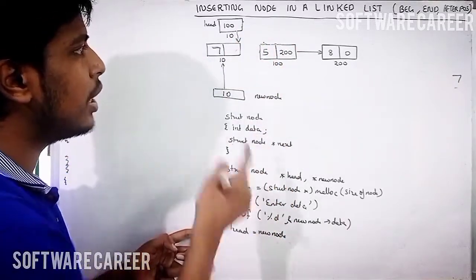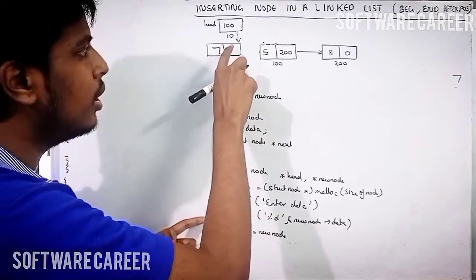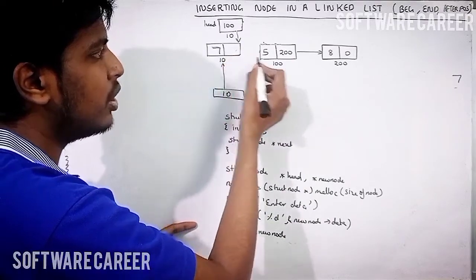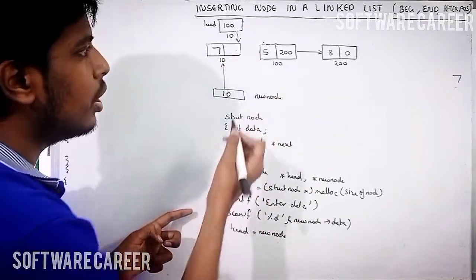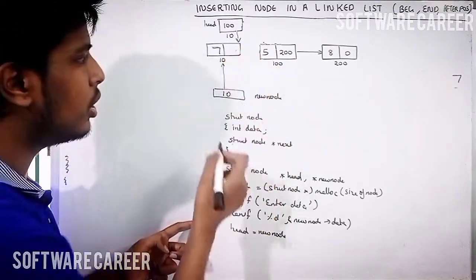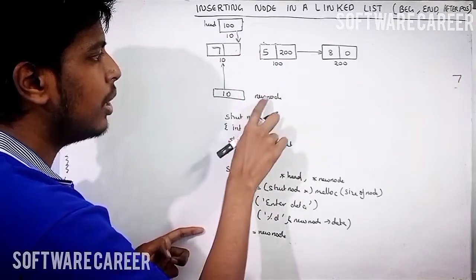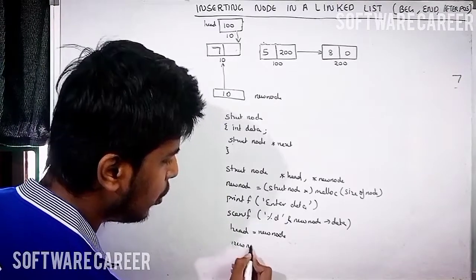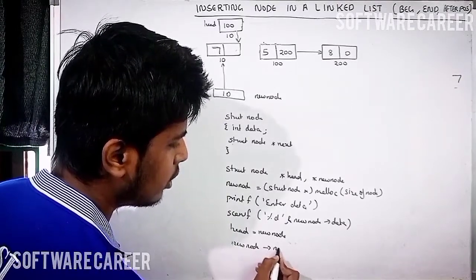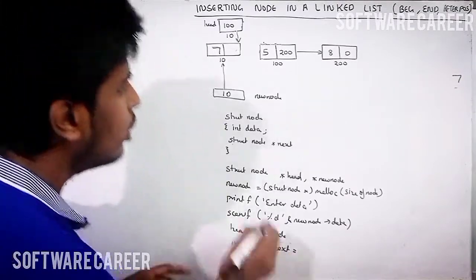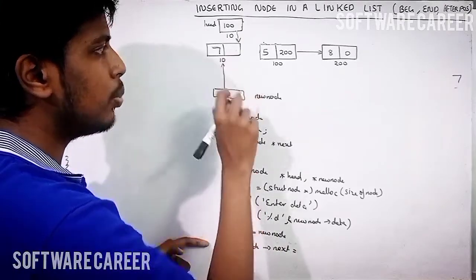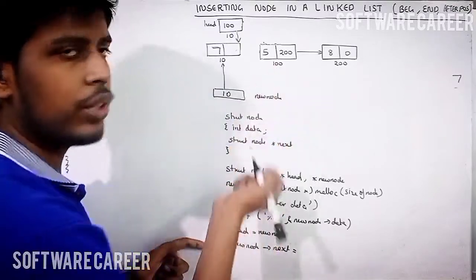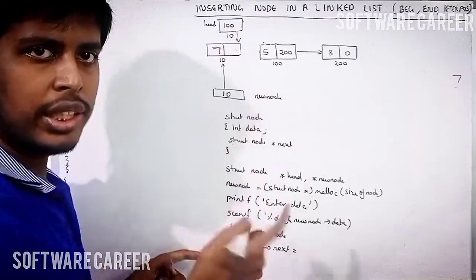Now see, if I do the second step, I am updating this next pointer. In this next pointer I am storing the address of this node. So I should store 100 over here. How can I access this pointer? By using new node next. New node's next, 10's next, is this pointer. In this pointer I should store 100. But where can you get 100 from? Head. You can get it from head.